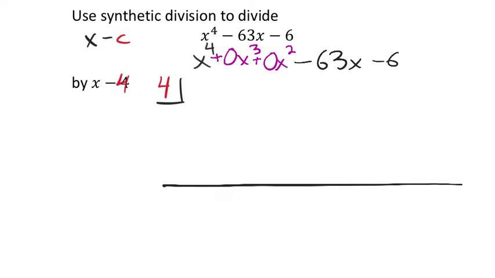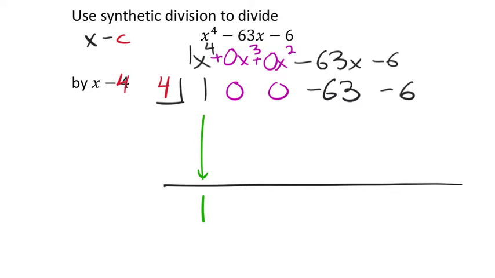But now those coefficients I'm going to list in order, right? Because we got the phantom 1x to the power of 4, so there's 1, and then I've got the 0 and then the 0, and then I've got the negative 63 x's, and then the negative 6 finally here at the end. So with synthetic division, we know that we just drop the first value, the 1, boom, there it is. And then we take the 1, multiply it by the c value there, 4, and then that will go here. That's 1 times 4, by the way, which is 4.